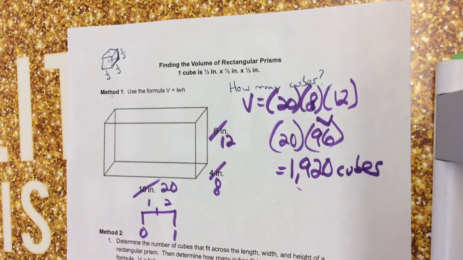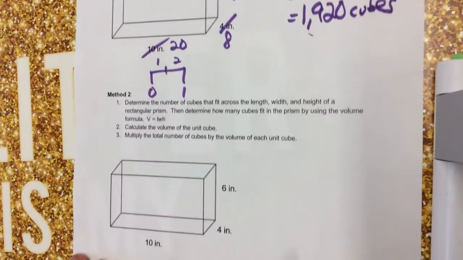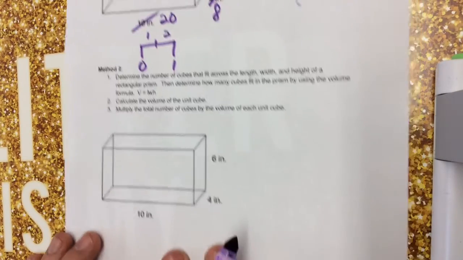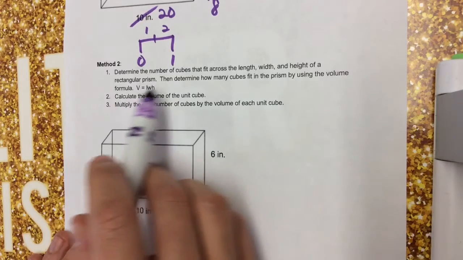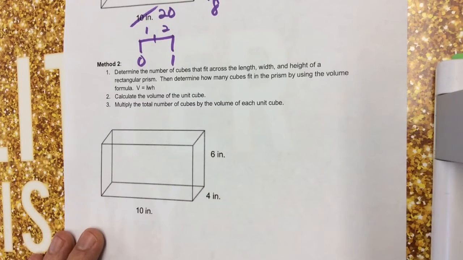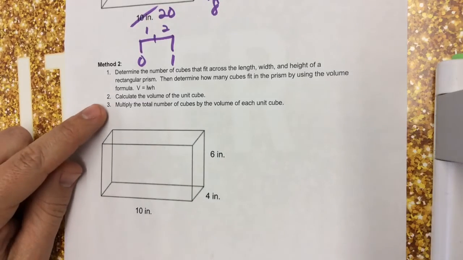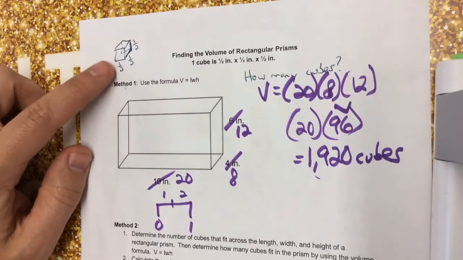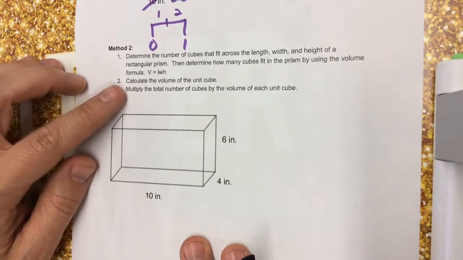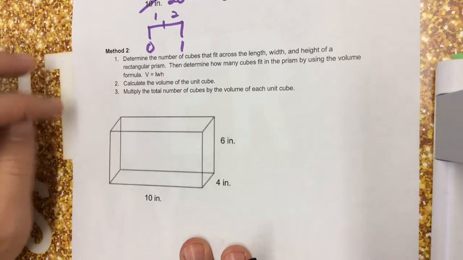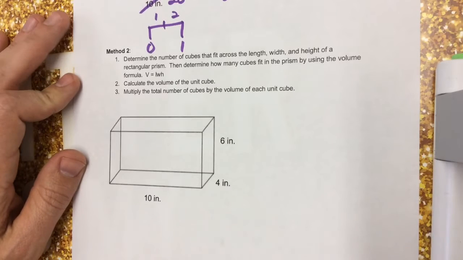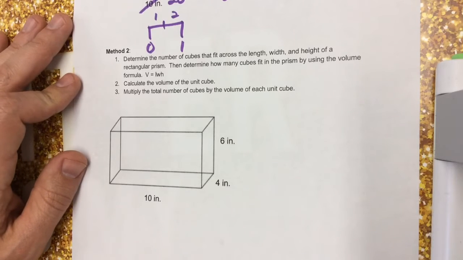Another method, which would help especially when we deal with fractions, is the second method. But here we're going to use whole numbers again. So in method 2, determine the number of cubes that fit across the length, width, and height of a rectangular prism. Then determine how many cubes fit in the prism by using the volume formula. Volume equals LWH, or length times width times height. Secondly, we're going to calculate the volume of the unit cube, meaning the small little guy. And then multiply the total number of cubes by the volume of each unit cube. And by multiplying, we're going to be multiplying fractions. So essentially we might be dividing, right?